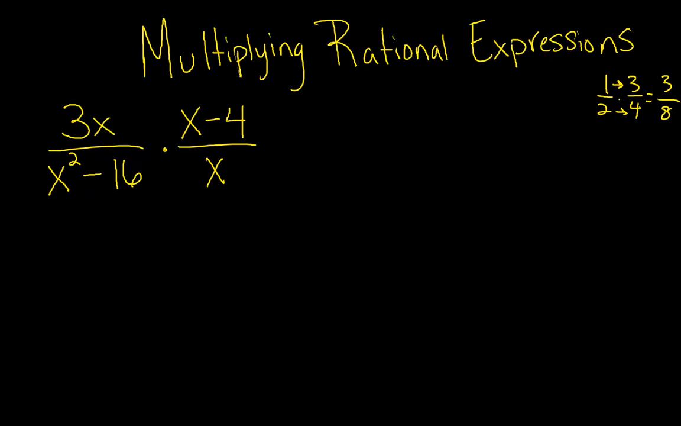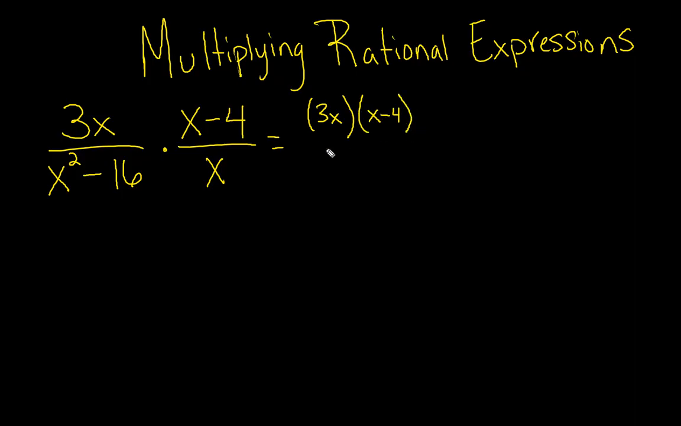So the process for multiplying rational expressions is rather easy, but the hard part is going to be the factoring and simplifying. And if you need to do a little bit of review on factoring, I highly encourage you to do that. So in order to multiply these rational expressions, again, we're just going to multiply numerator times numerator. So this is going to be 3x times x minus 4.